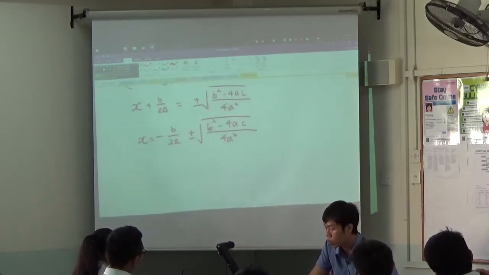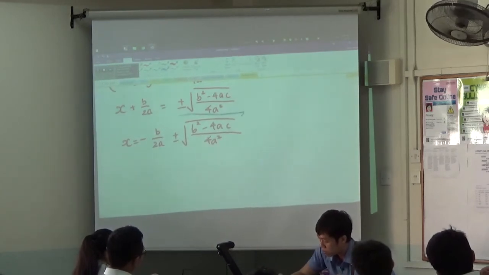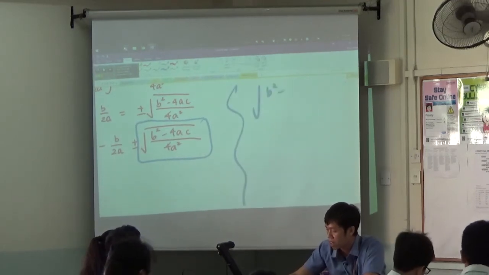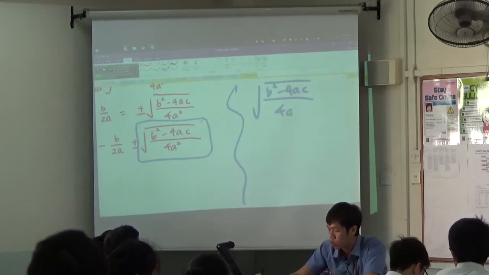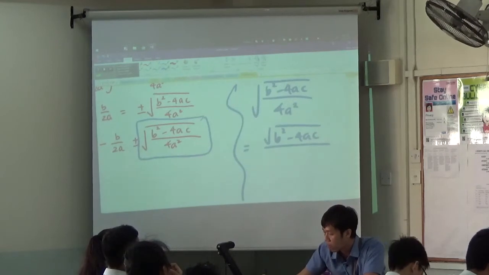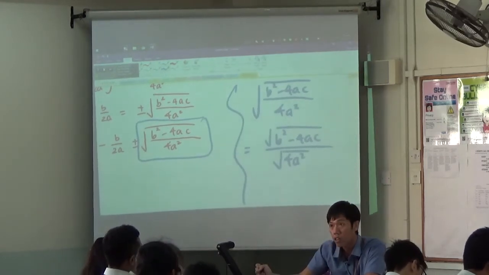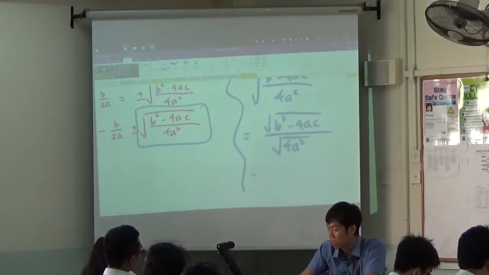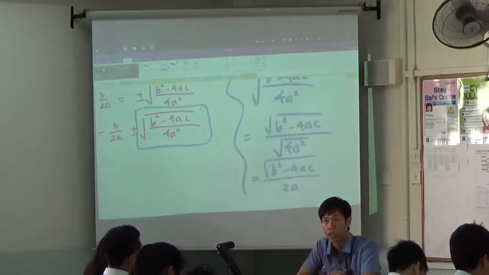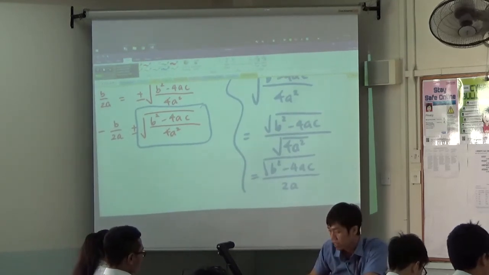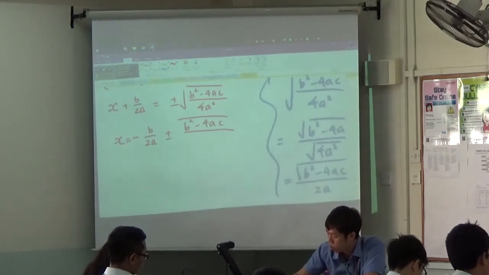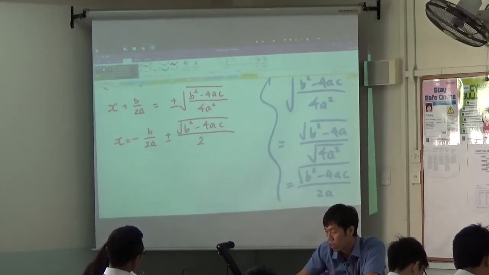Now I want you to consider this portion. I've got a square root of a fraction: square root b square minus 4ac over 4a square. This is the same as square root b square minus 4ac over square root 4a square. Agree? Can I square root the denominator? Yes. So the denominator gives me 2a. Let's replace that. So the square root goes to the numerator only, and the denominator is 2a.